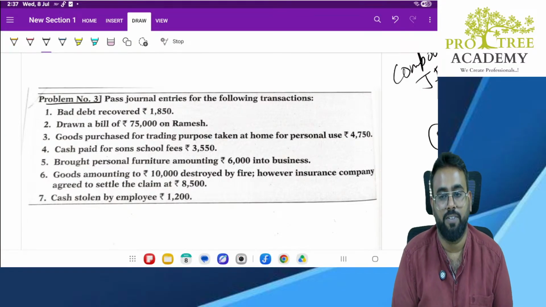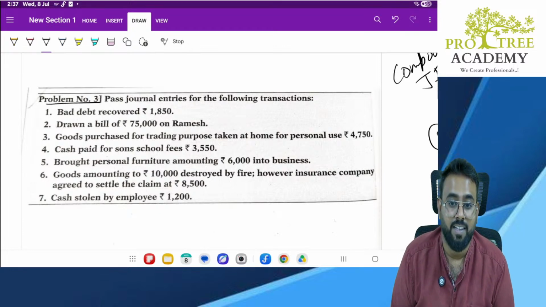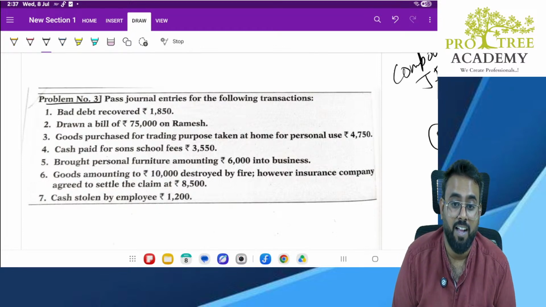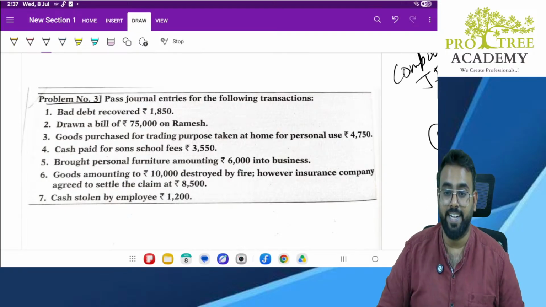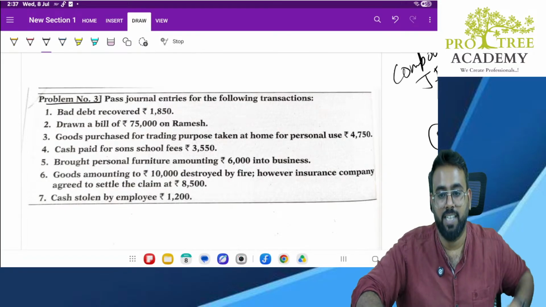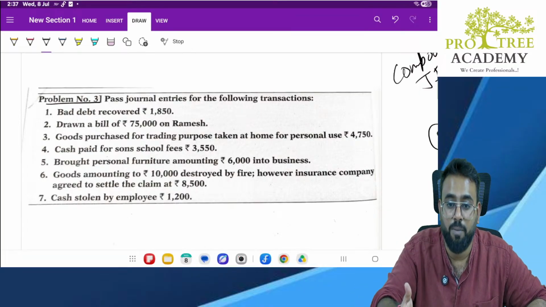Drawn a bill of 75,000 on Ramesh is nothing but that. See, let's say Ramesh is a creditor.